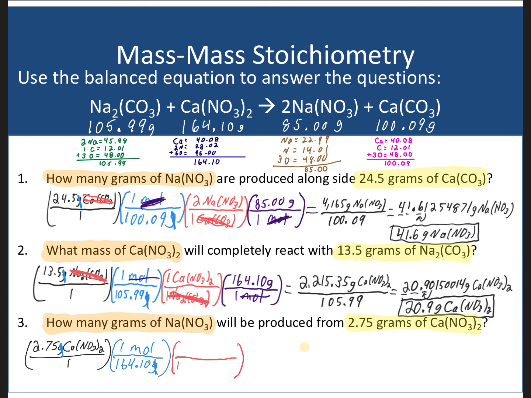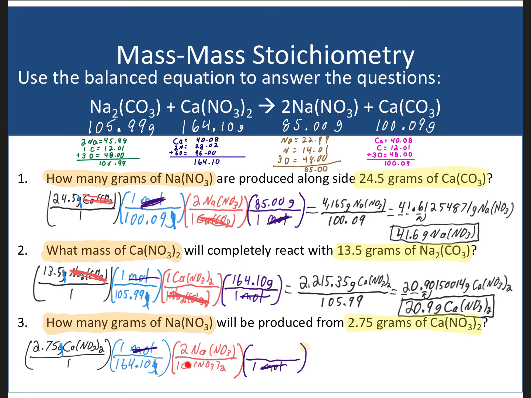On the bottom of this, I put 1 calcium nitrate, because that's what I'm given. I'm given calcium nitrate. The coefficient on calcium nitrate is 1. On the top, I go with what I want. I want sodium nitrate. Coefficient of sodium nitrate is 2. I can now go in and convert my moles to grams. 1 mole goes on the bottom, so it cancels out real nice.